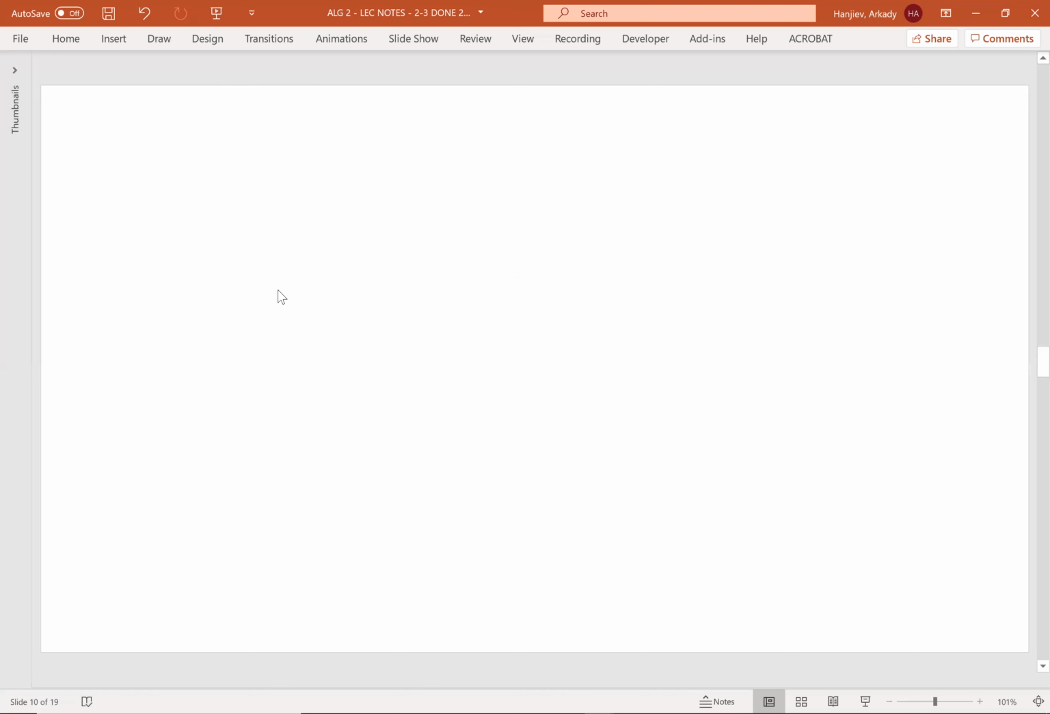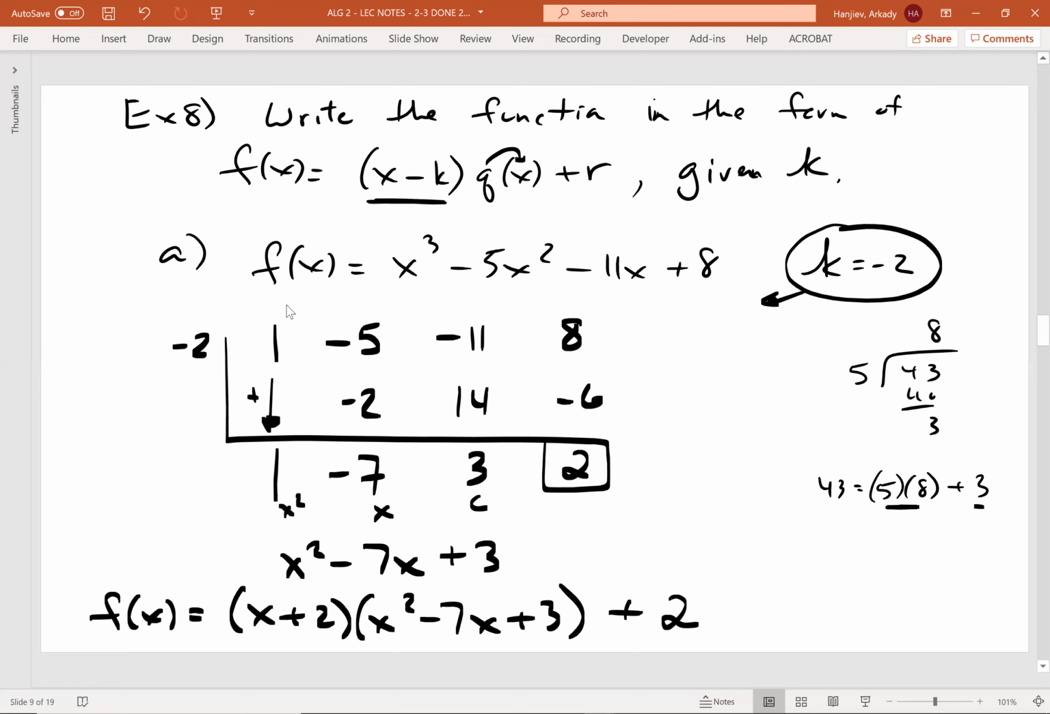Trivia question from last week here. How do you know whether something can factor into something else? And the problem here. How do you know if this x plus 2 could have been a factor of this guy? We kind of hinted at it on Friday.